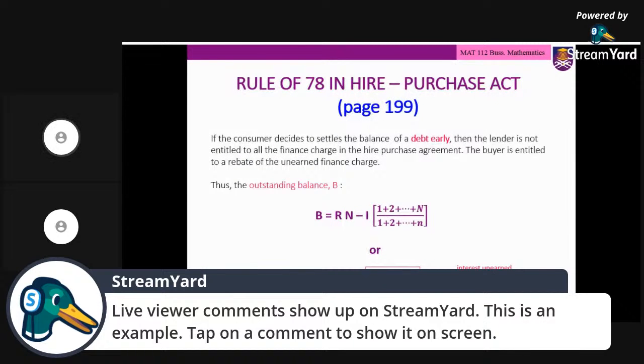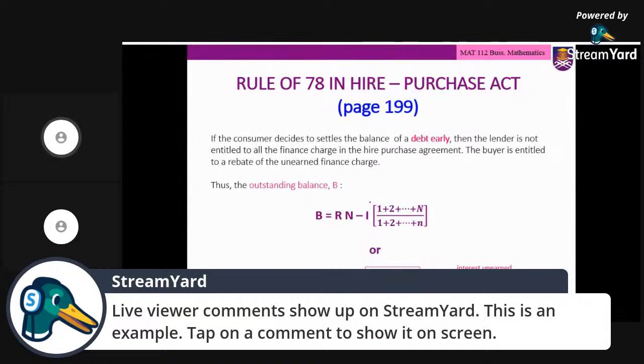Okay, last one is the rule of 78 in hire purchase. Let's say this is the example when the customer decides to settle the balance of debt early. Let's say you were supposed to pay the debt for 36 months, but you want to settle your debt early. So the lender is not entitled to all the finance charge in the hire purchase. Okay, so we will get a rebate.